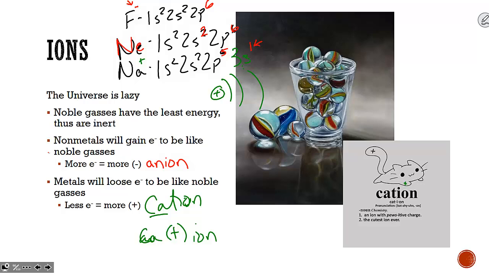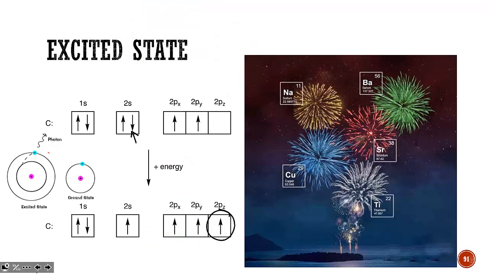But what goes up has to come down. And when it comes down, it releases radiation in the form of light. And this is how fireworks work. We take metal ions and excite one of the electrons, and when it comes back down, within a fraction of a nanosecond, it releases that energy that it had in the form of light. And so every firework you've ever seen is simply metal ions being heated or excited into an excited state.